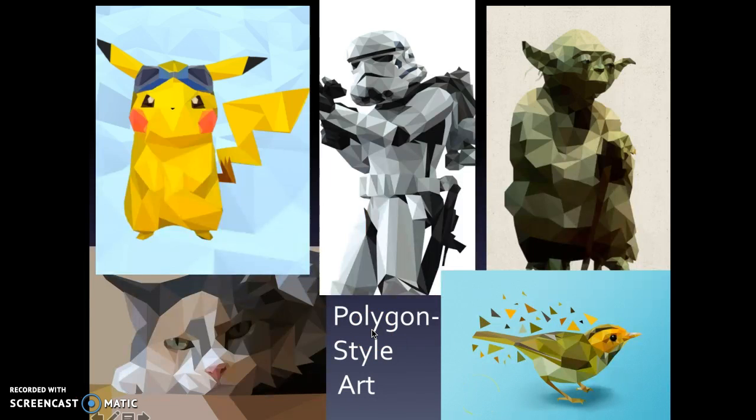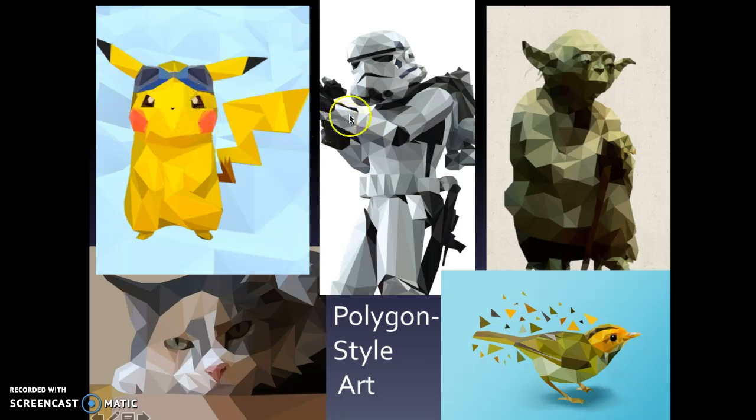Okay, let's talk about how value relates to our next style of art. We talked about some art words. Now we're going to talk about a style of art. These pictures up here show a certain style called Polygon Style Art. We're going to use Polygon Style Art and color values to create a work of art.